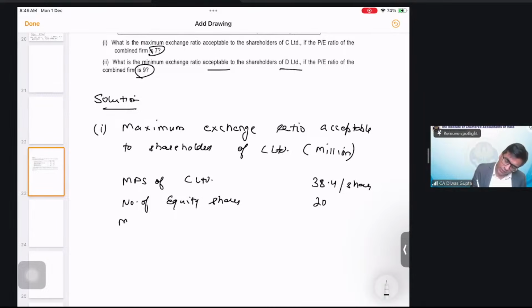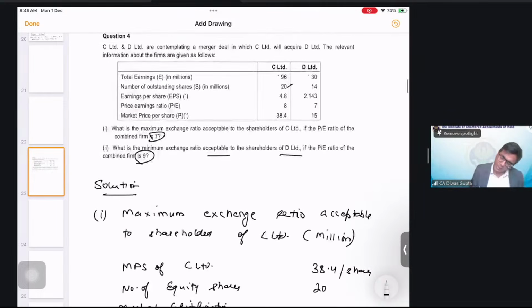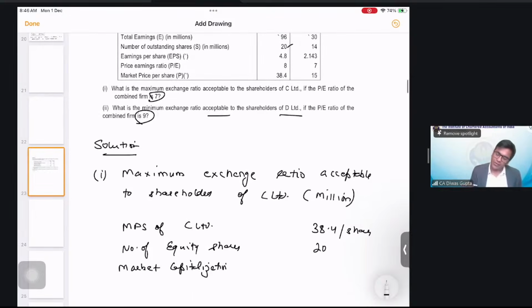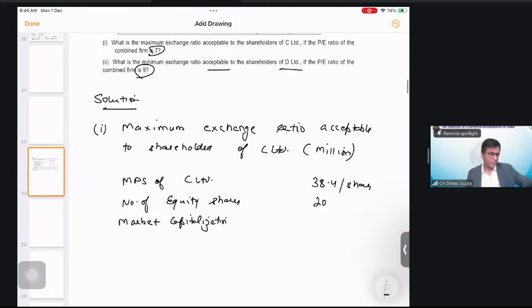Market capitalization, students. Can we calculate the market capitalization? The answer is yes. It's a simple multiplication of number of shares multiplied by the MPS, which is 20 into 38.4 per share. So this is 768 million, students.